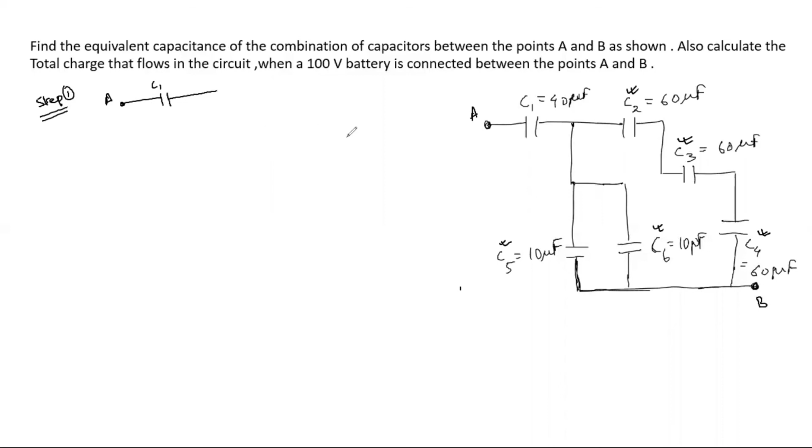Here we will divide it in two parts. Here you will have one capacitor. Let's say that it is C dash. C dash is the effective capacitance of these two capacitors, C5 and C6. And let's say here you have another capacitor, C double dash, with the equivalent capacitance of these C2, C3, and C4 capacitors. Alright.